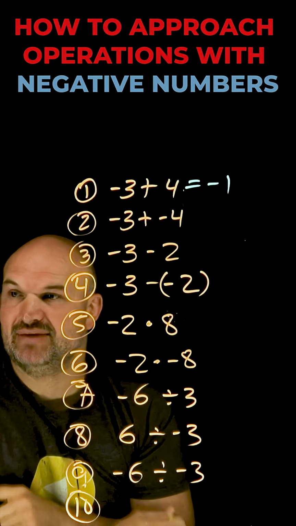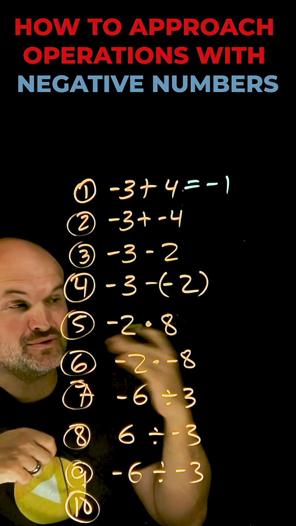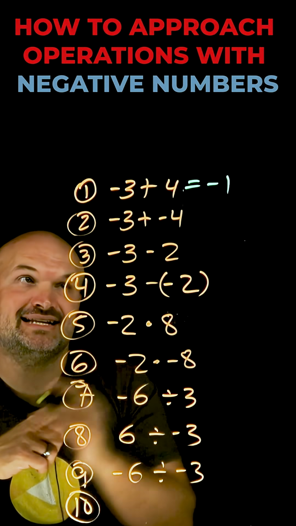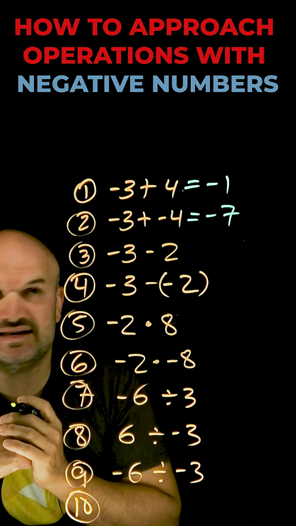-3 plus -4. I owe Johnny $3 and I owe Sally $4. Combine my debt together, I owe a total of $7.